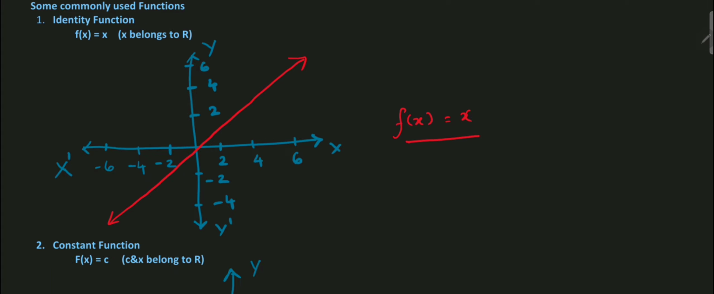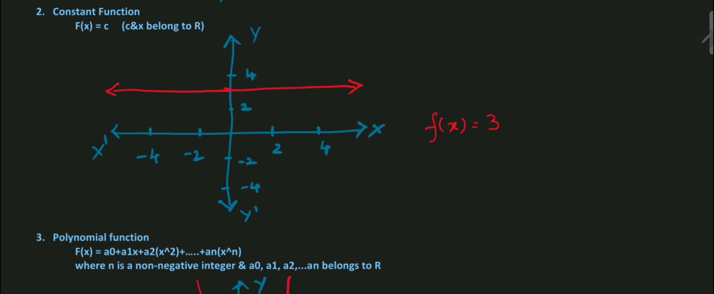We will see some commonly used functions. The first one is the identity function, where f of x is equal to x and all the x belong to real numbers. It is just a straight line passing through the origin. There are many functions. Some commonly used functions are listed here, so that you can easily recognize the pattern when such functions appear and can apply the relevant formulas.